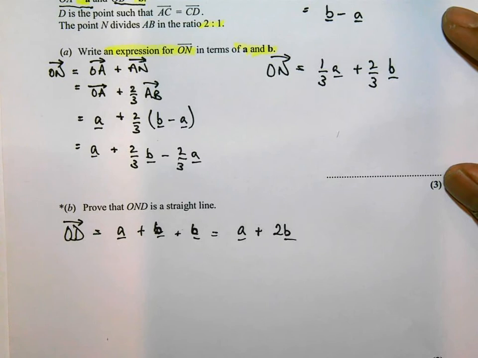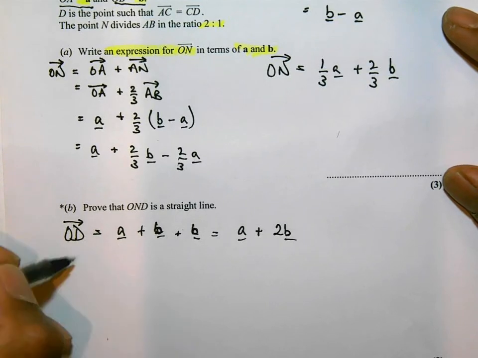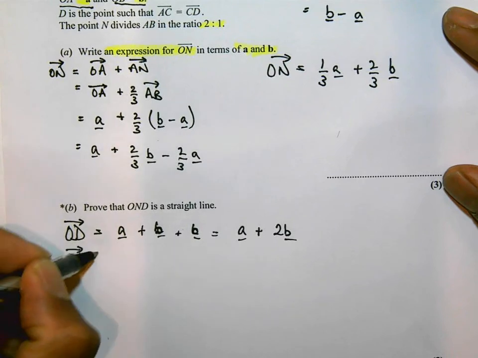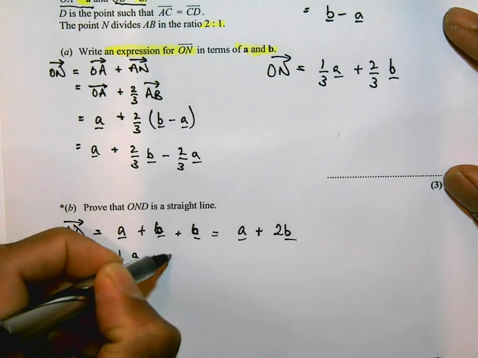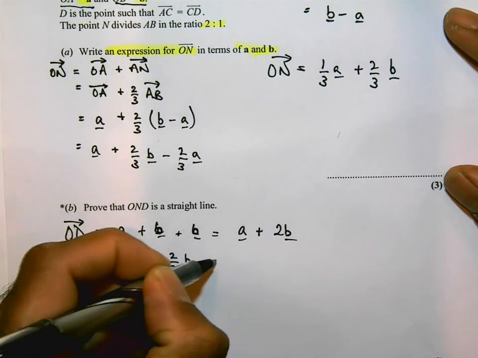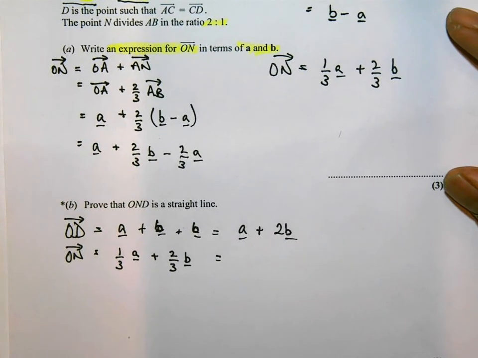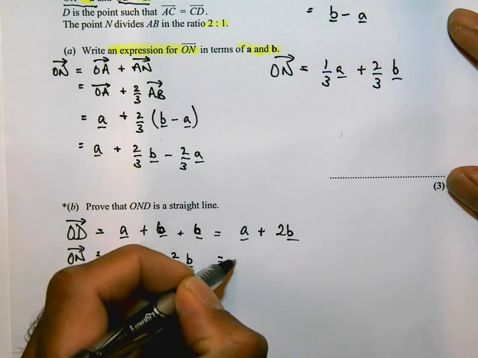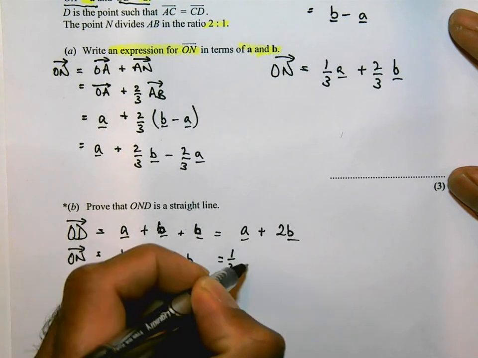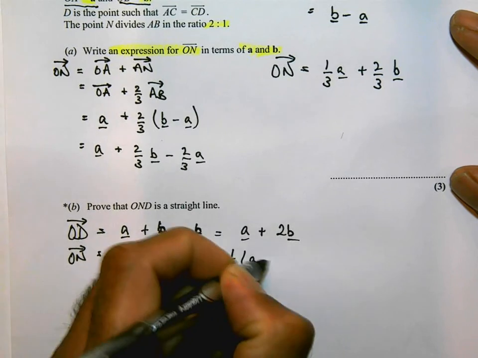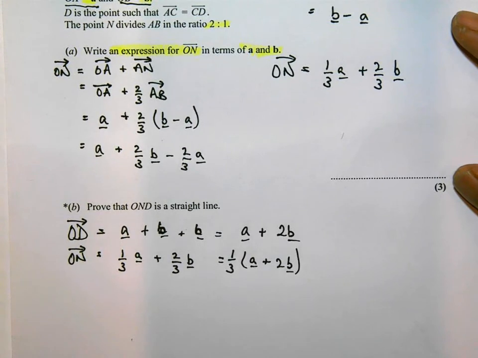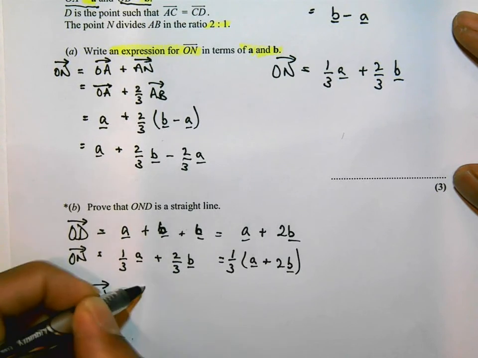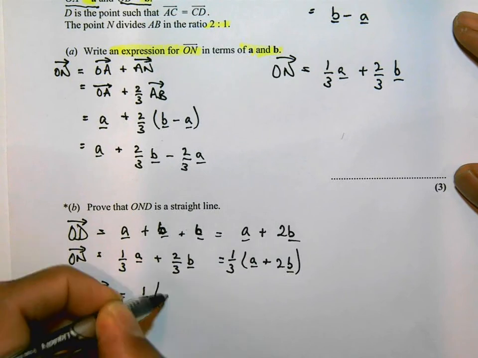Remember, I said we're going to compare that to ON, and ON is 1/3 A plus 2/3 B. I hope you can see a similarity between these two vectors. If I take out a factor of 1/3 from ON, I'm going to get 1/3 of A plus 2B. That is telling me that ON is 1/3 of OD. In other words, they are parallel.